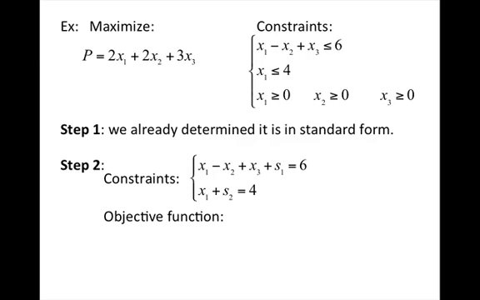Then go to your objective function. I'm going to move all the x's over to the side with the p, and when I do this, they each change signs. So I have p minus 2x sub 1 minus 2x sub 2 minus 3x sub 3, and that now equals 0.